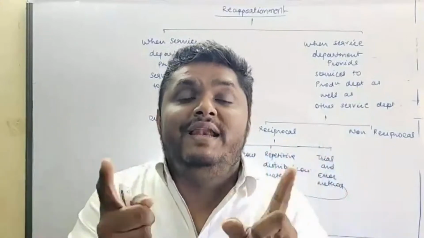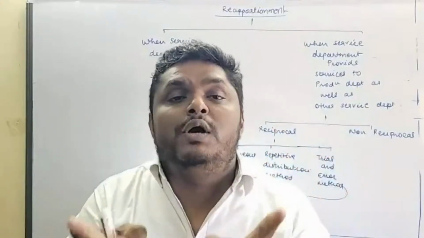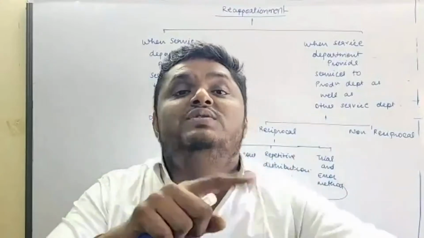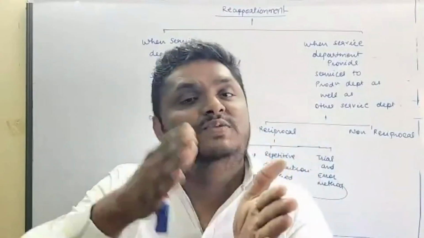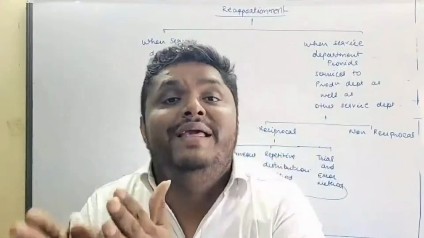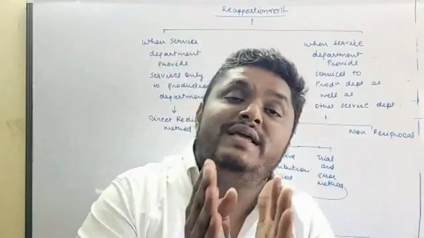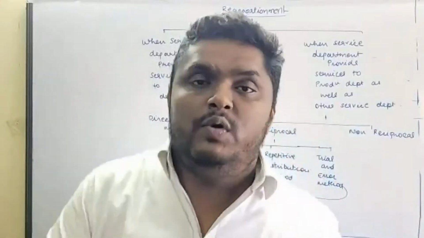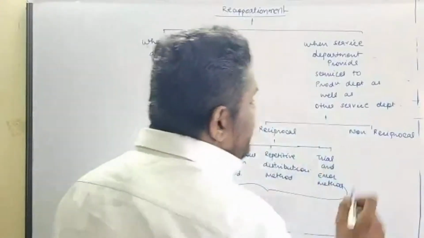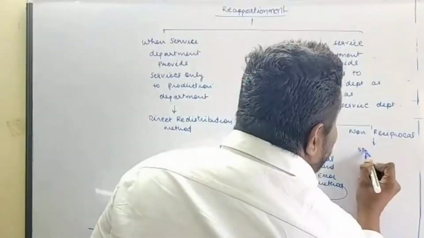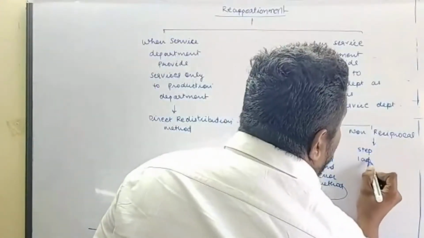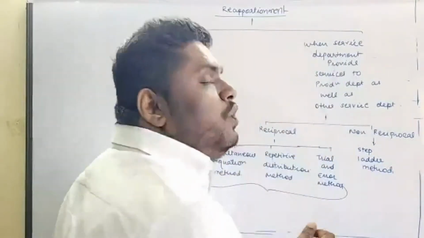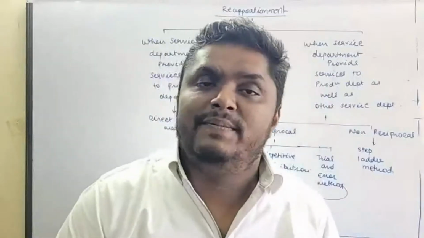I repeat again, when talking about the non-reciprocal method, it means that the service departments do not provide services to each other. X is providing services to Y, but Y is not providing services to X. It is providing services only to the production department. We call it the non-reciprocal method. And in this non-reciprocal method, we use the step ladder method to reapportion the overhead.